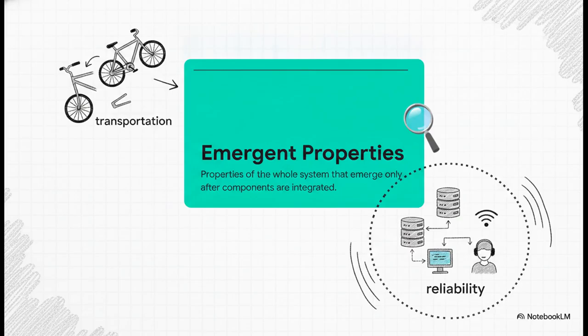Think of it like a bicycle. The property of being a transportation device only emerges once the wheels, frame, and chain are all put together. In software, system reliability or security are emergent properties. You can't point to a single line of code or a single server and say, yep, this is where the reliability lives. Reliability only exists when the hardware, software, and human operators are all combined and interacting correctly.